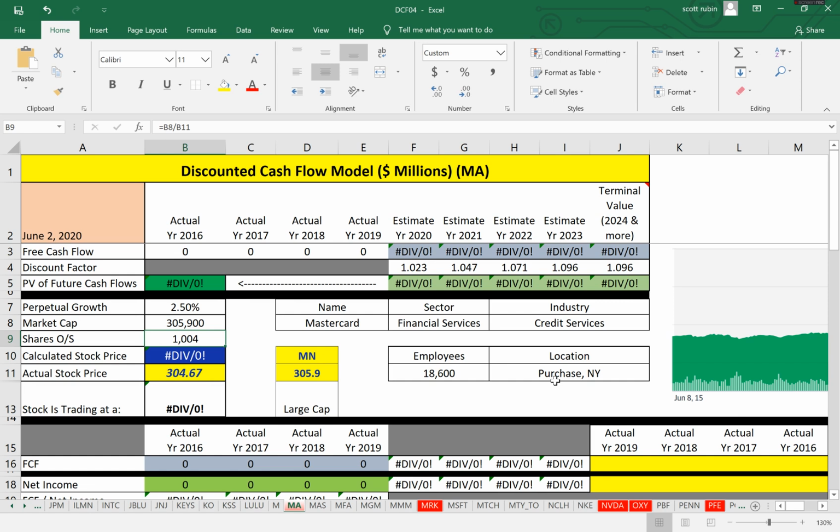So what we're going to do today is calculate the value of the company. And the way we do that is we estimate future free cash flows, and then we discount that number back to today's values. That gives you the value of the entire company. Then we take that number and divide it by the shares outstanding, and that gives us the calculated stock price, what we call the intrinsic value. And we're going to compare it to the actual stock price to see if it's higher or lower.